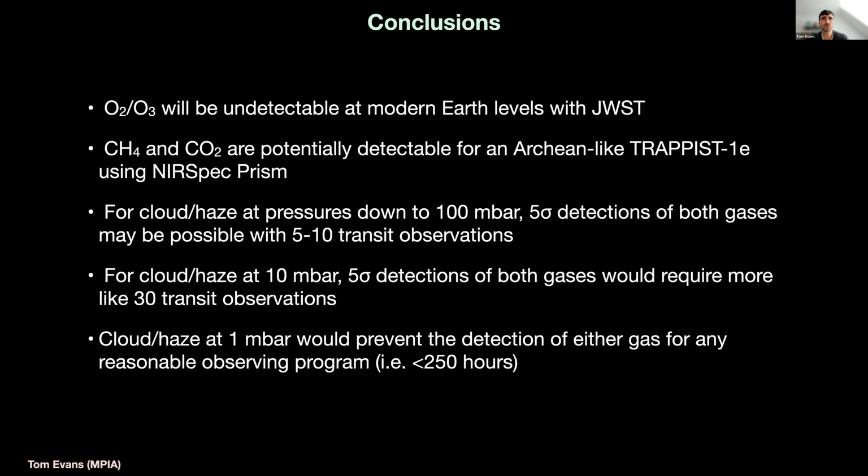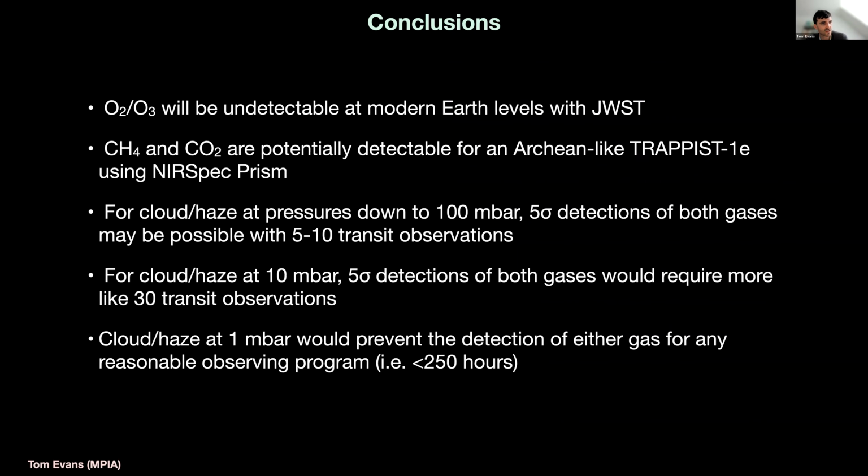So in summary, it looks like oxygen at modern Earth levels is unlikely to be detectable with JWST, even for the most favorable target that we know of, TRAPPIST-1e. Whereas methane and carbon dioxide are potentially detectable for TRAPPIST-1e under the very specific assumption that it has an Archean-like atmosphere. For cloud and haze at pressures down to 100 millibar, then 5 sigma detections of both of these gases might be possible with 5 to 10 transit observations, which is really quite a modest observing program.